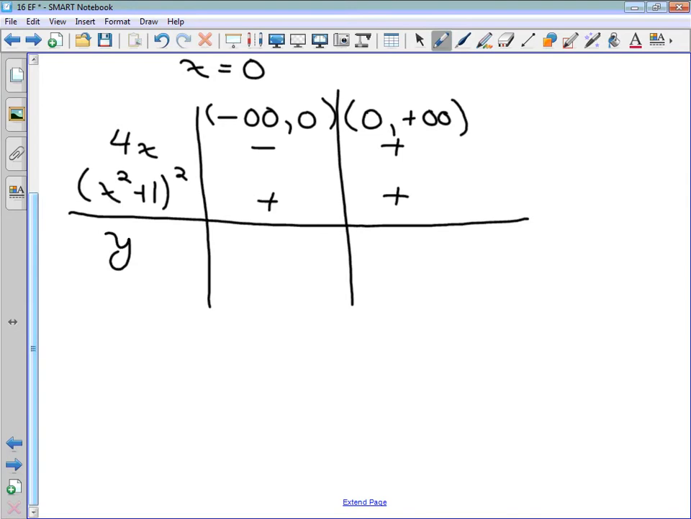So our derivative is going to change sign from negative to positive at x equals 0. And in terms of our original function, it goes from decreasing to increasing. So what do we have at x equals 0? We have a local minimum.